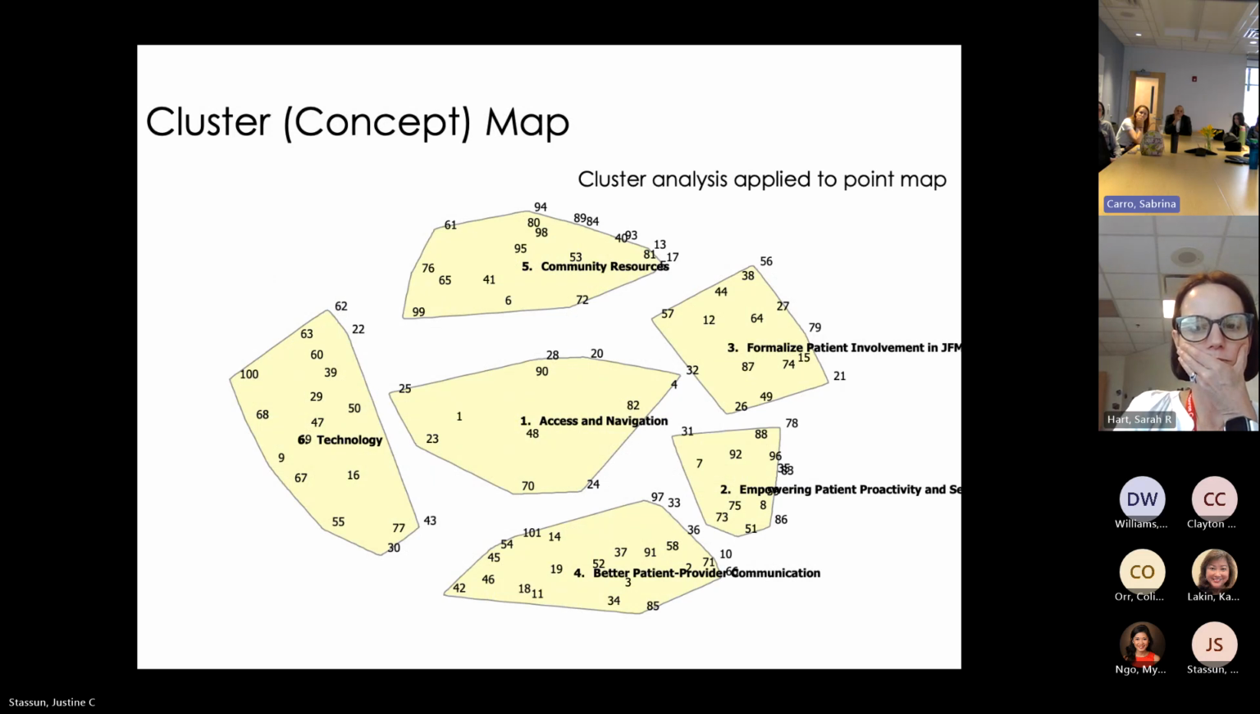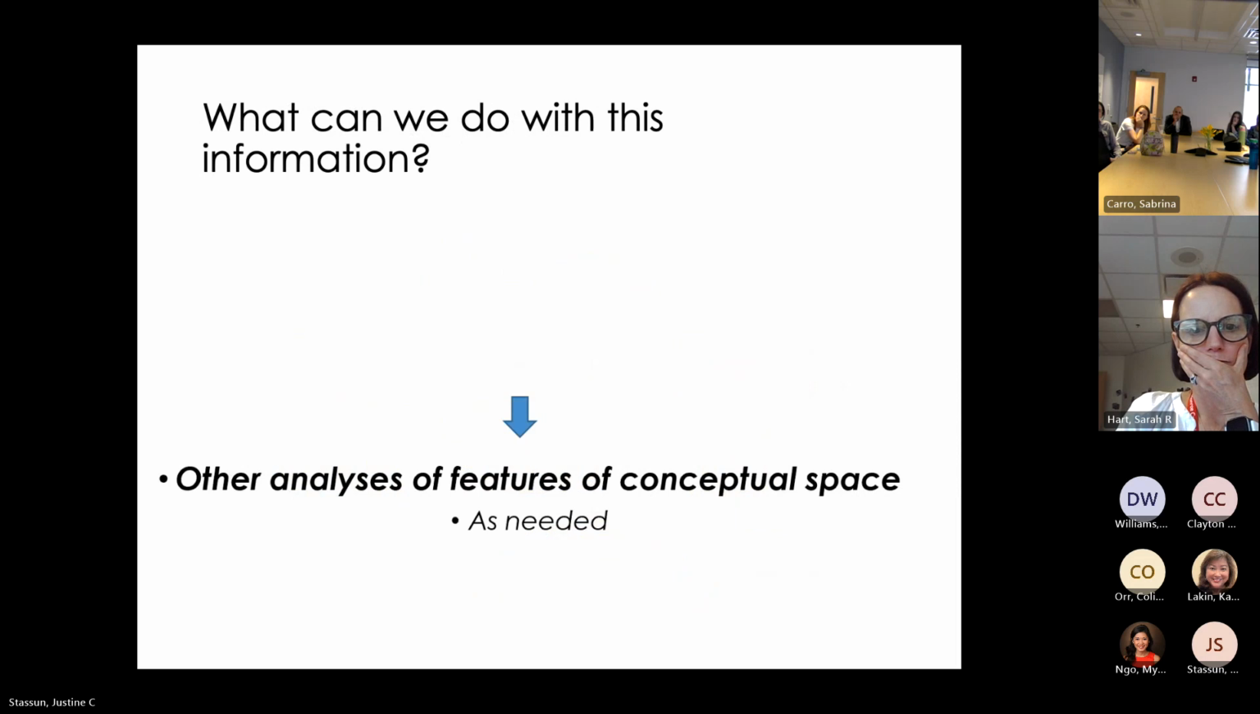So this was the cluster map that we got. You can see the domains were things like enhanced community resources, improved technology, stuff around access and navigation, patient empowerment, communication. Go ahead and advance. But here's something that we haven't talked about yet. So the third step, if it's needed, is to do some other analyses with the data. And the analyses that are generally suggested, go ahead.